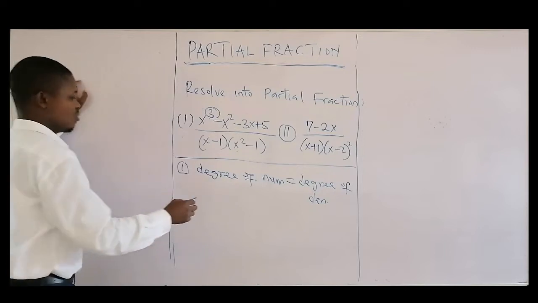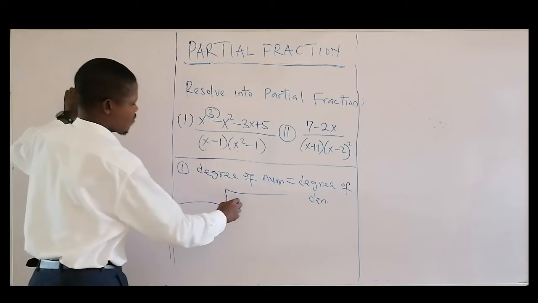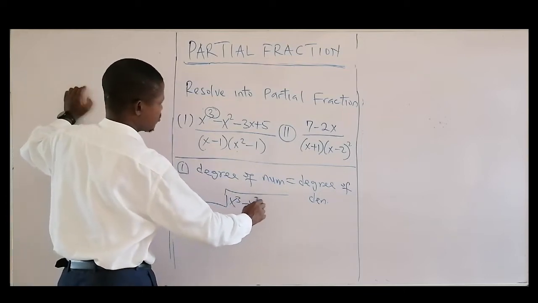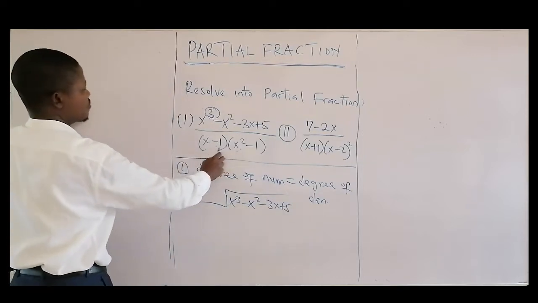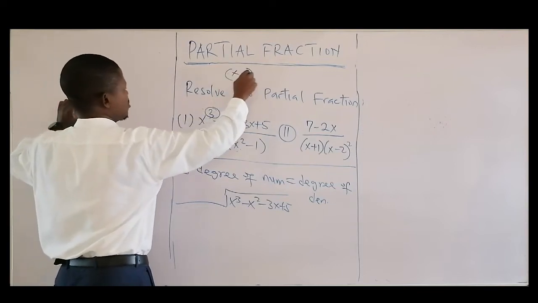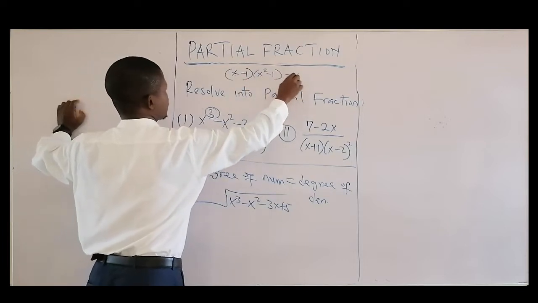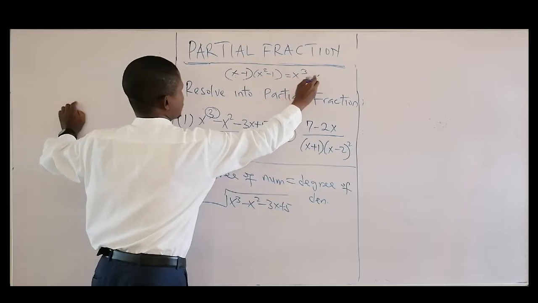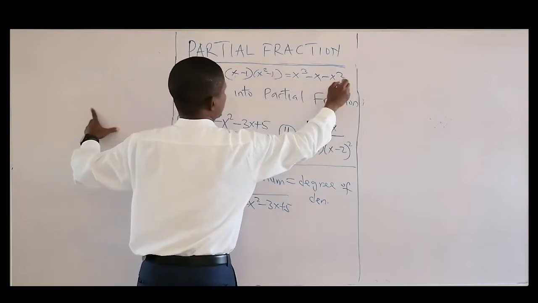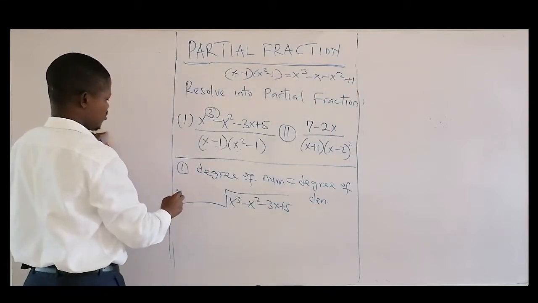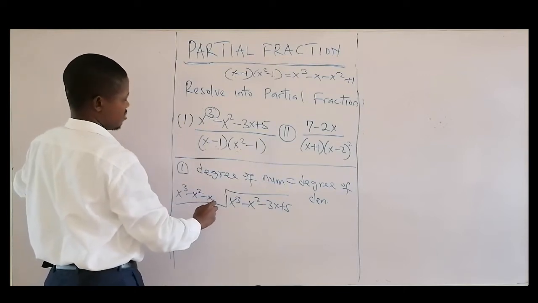Okay. So in that case now, what do we do? We carry out polynomial division. The numerator is x cubed minus x squared minus 3x plus 5. Can we expand these two? x minus 1 into bracket x squared minus 1. This one times this one, that's x cubed. This one times this one, that's minus x. This one times this one, minus x squared. This one times this one, that's plus 1. So we're having x cubed minus x squared minus x plus 1.